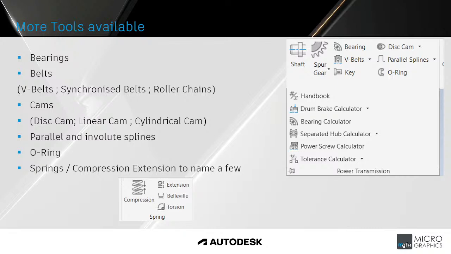There are more tools available in Inventor. You get your different bearing types, you get your different belts, like the roller chains I just did, you get your V belts, your synchronized belts. With cams, you get your disc cam, linear cams, cylindrical cams. You get your parallel and involute splines. You do get your O-rings. You get your springs, compression, extensions, and that's just to name some of the tools still available in the Design Accelerator.